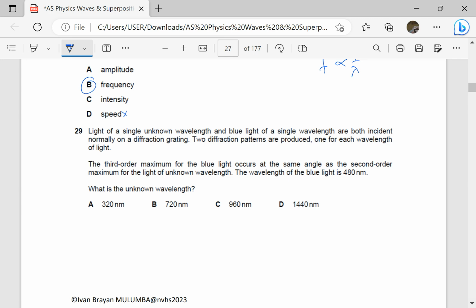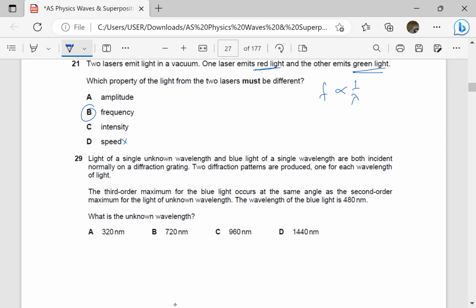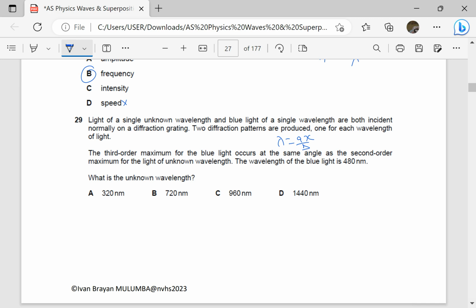Since this is a diffraction grating, the diffraction grating formula, lambda is equal to ax divided by D. So we have blue. They have given us the wavelength of blue. I'm going to come up with two equations. For blue, lambda is 480 is equal to a, which is going to remain the same, x... no, this is not a diffraction grating. This one is a double slit formula.